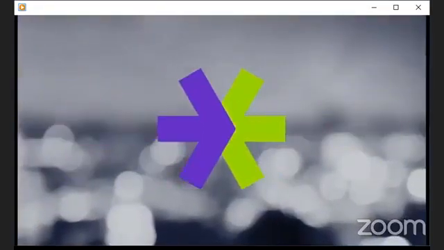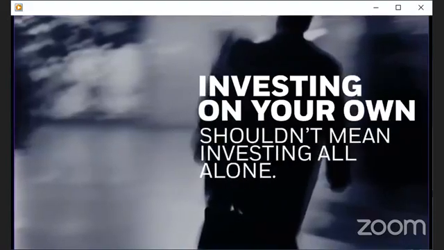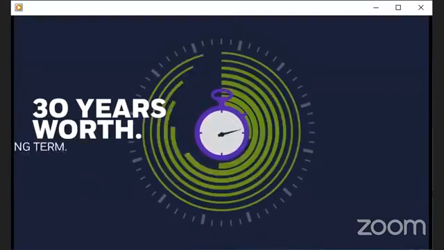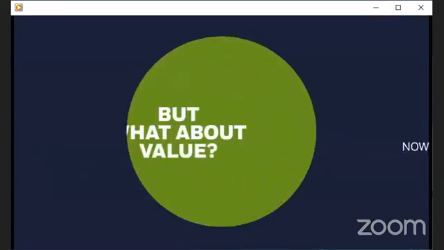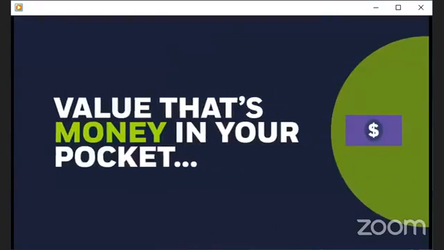So you're new to E-Trade. Coming here was a really smart investment because of all the different ways we can help. After all, investing on your own shouldn't mean investing all alone. We have lots of experience to share, 30 years worth. Now that's long term. But what about value? Value that's money in your pocket.